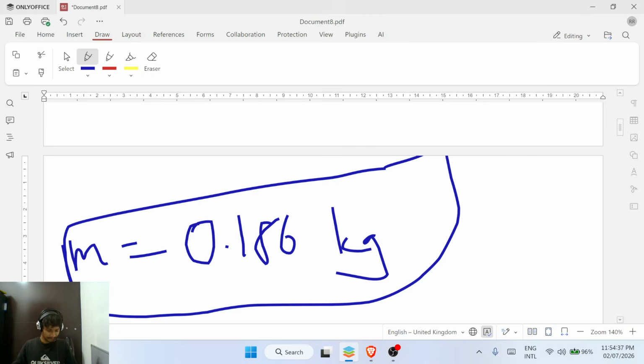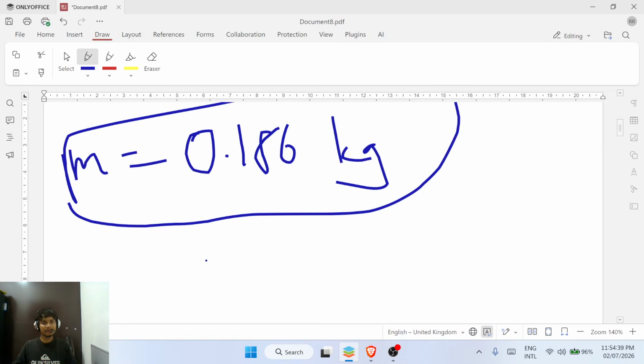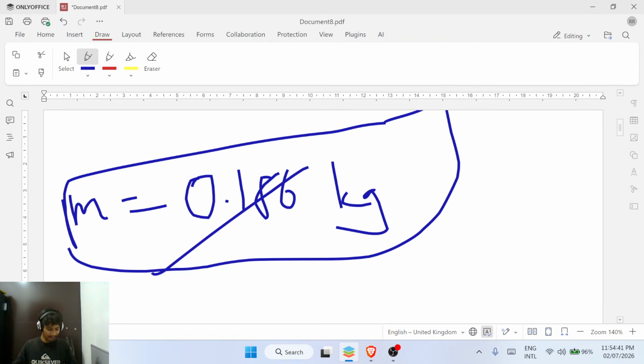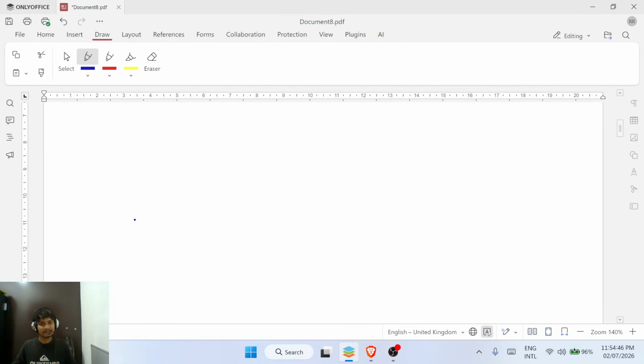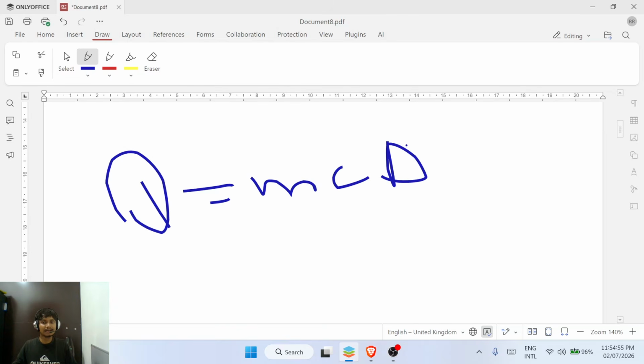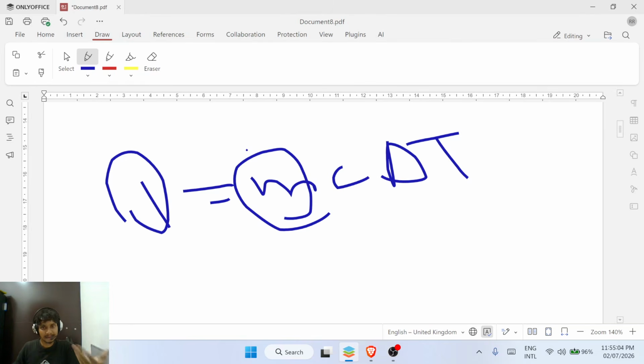0.183 kilogram. Now we have found the mass of the gas. Why did we find the mass of the gas? Because we have to find Q, the heat transfer. What is the equation of Q? Q is equal to mc into delta T. Therefore, we need m. We have already found the mass of the gas at first.